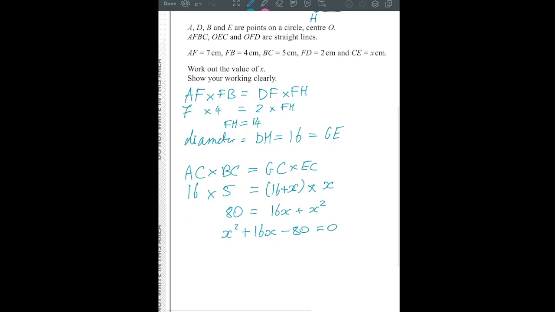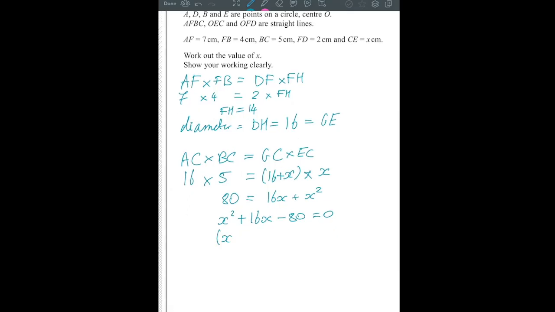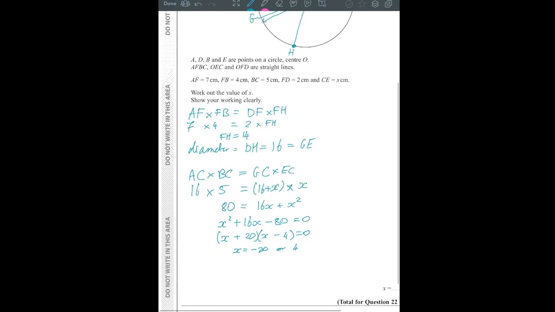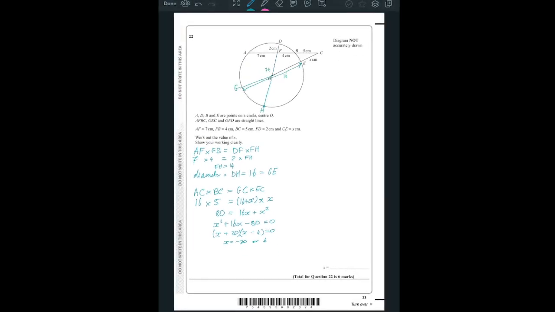Well, the question didn't tell me anything about rounding, which probably means this does factorize. To make a 16, I can use a 20 and a 4, and the only way to make that work is to make (x plus 20)(x minus 4), which gives me solutions of x equals negative 20 or 4, both of which are solutions to the quadratic. But x being negative 20, putting a negative side length, is not possible. So we're going to reject that one, and we're going to quote x equals 4 as the answer.